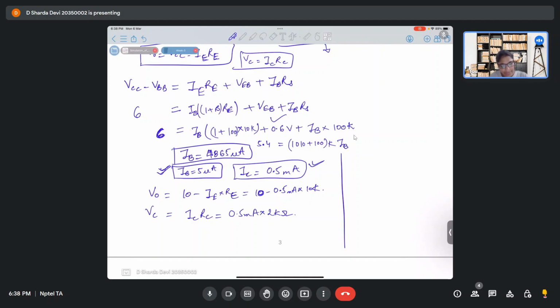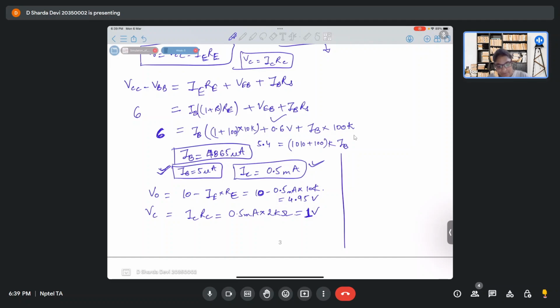IB will remain in microamperes. V out is 4.95, and VC is 1 volt, right? So here we made the mistake, because VC values were going beyond the range. We need to keep that in mind, because here we don't get options, so we need to debug our answers ourselves. The moment we saw the values going out of range and negative voltage values, which is not possible, that means we have made a mistake somewhere.